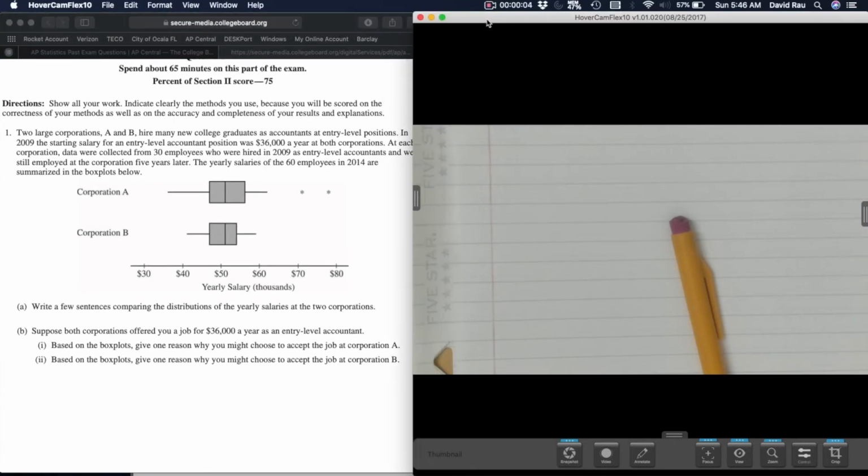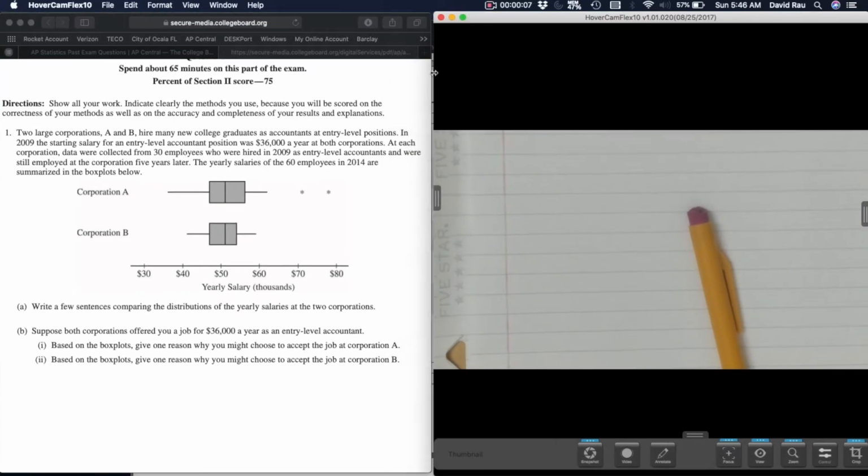So we're going to start FRQs from 2015. And so we have some box plots here. It has two large corporations, A and B. They hire new college graduates at entry-level positions. In 2009, the starting salary for an entry-level position was $36,000 at both corporations. At each corporation, data was collected from 30 employees hired in 2009 as entry-level, who were still employed 5 years later, and they wrote down the yearly salaries of the combined 60 employees, so 30 from A, 30 from B.